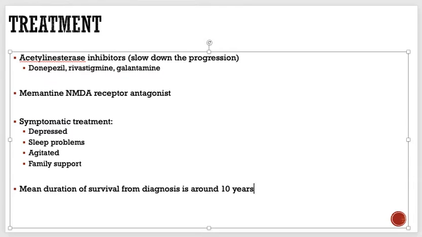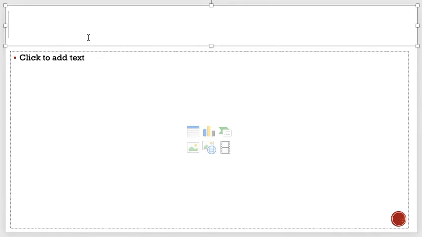Rest, we cannot do anything to treat this condition, of course, because we cannot cure this condition, right? So this is all about Alzheimer's. The next condition which we are going to study is called motor neuron disease.